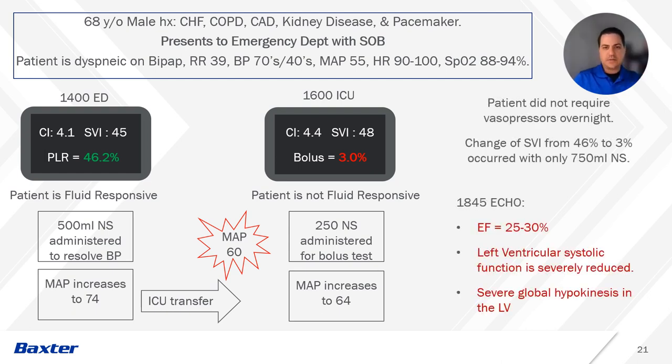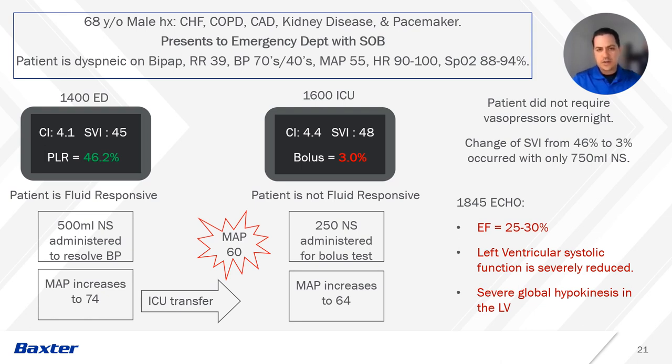A couple of notes from this: the patient did not require any vasopressors overnight. The change from 46% when we started in the ER to 3% when we were up in the ICU happened with less than a liter of volume. So some of these patients will have a very small treatment window, and this strategy allows us to individually walk them to the exact amount that they can tolerate.